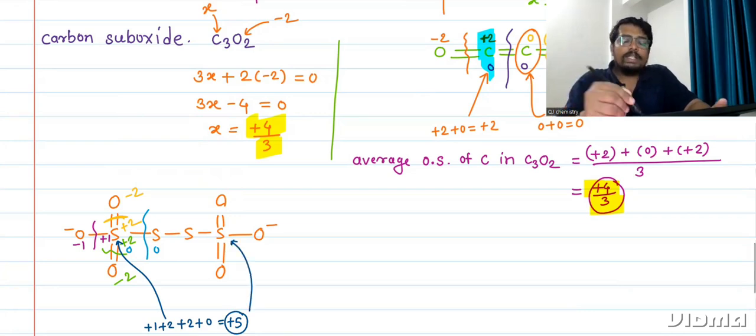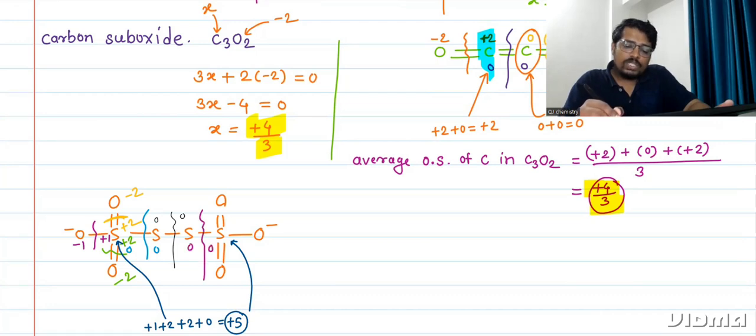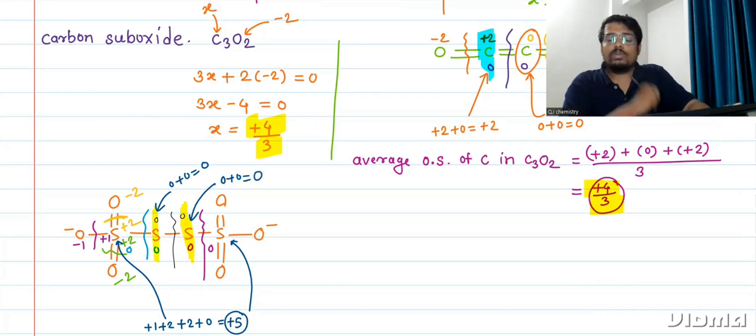Now let us calculate the oxidation state on the bridging sulfur atoms. When we dissociate this bond, 0, 0, because there is no difference in electronegativity. Similarly, on dissociation of this bond, 0, 0. So what is the total charge on this sulfur atom? 0. The total charge on this sulfur atom is also 0. So 0 plus 0 is 0. Similarly, on this sulfur atom also, 0 plus 0 is 0.